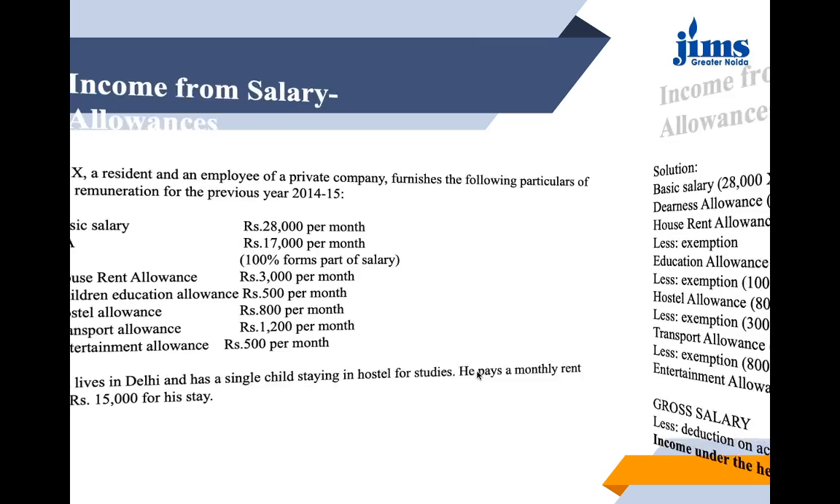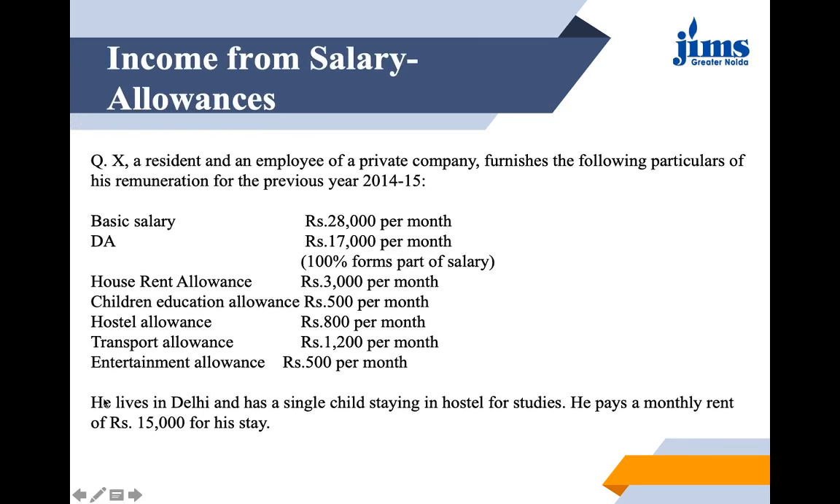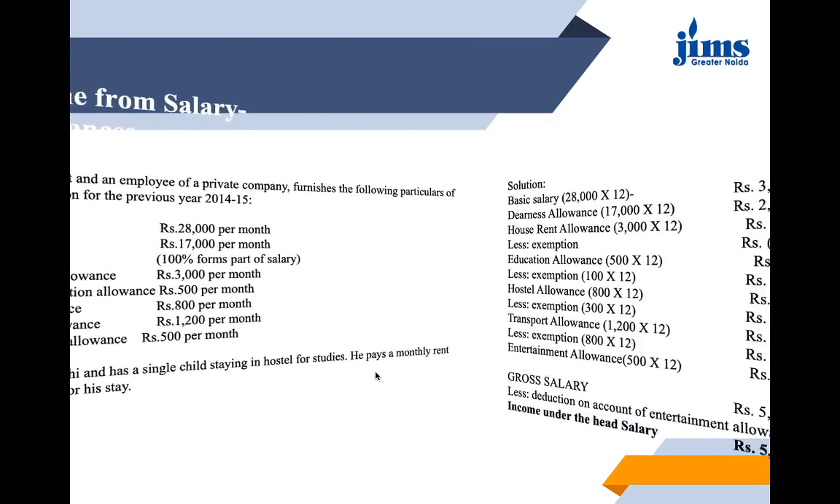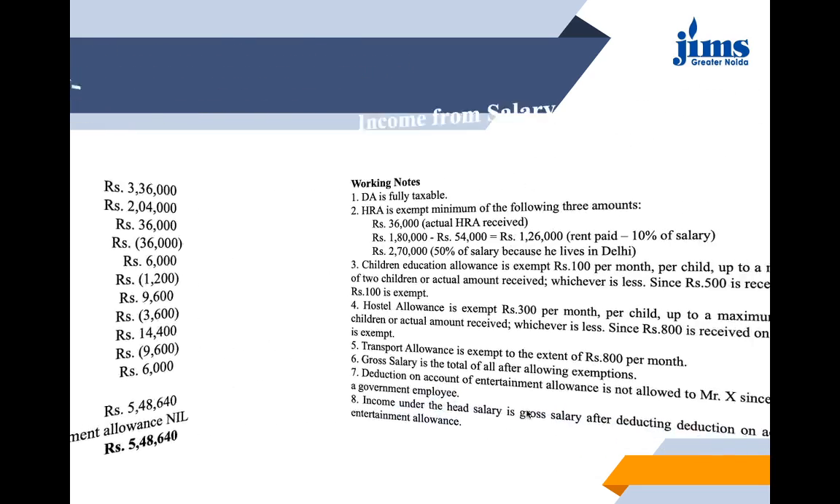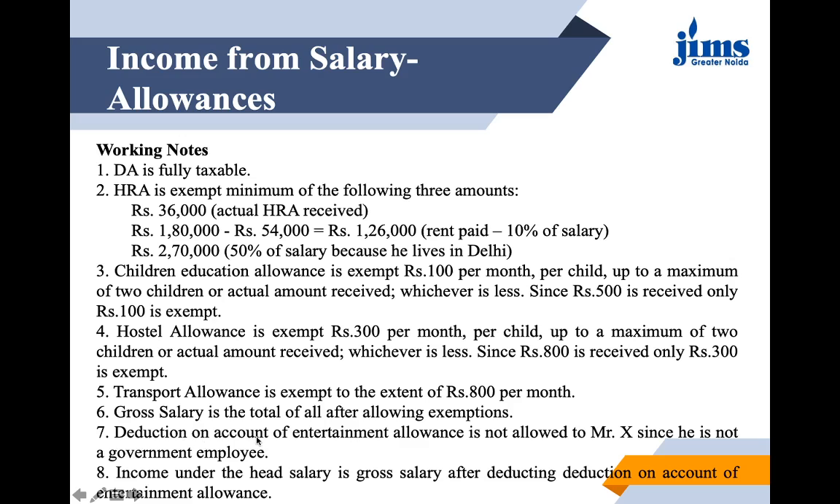Then comes entertainment allowance, the last part. After transport allowance, we have entertainment allowance of rupees 500 per month. So I have marked that 500 per month. Entertainment allowance of rupees 500 into 12, 6,000, is marked. And deduction on account of entertainment allowance is not allowed, because he is a government employee. If he is a non-government employee, then he may have that.